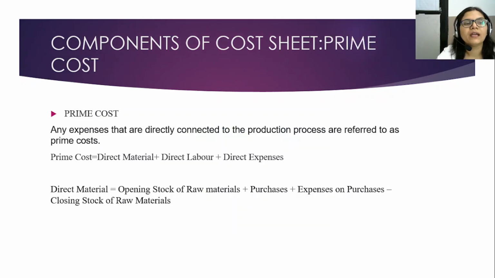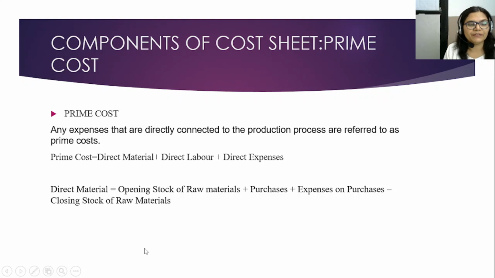Prime cost. Any expense that is directly connected to the production process is referred to as a prime cost. It is also known as the first cost or a basic cost. So prime cost is a summation of all 3 costs: direct material, direct labor, direct expenses. Direct material is calculated with the help of the following equation: opening stock of raw material plus purchases plus expenses of purchases minus closing stock of raw material.